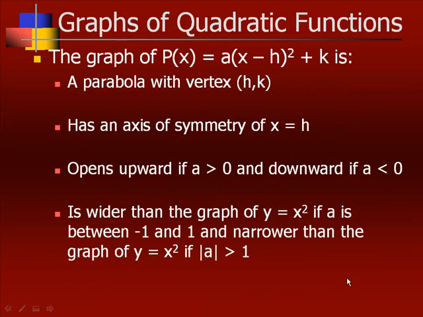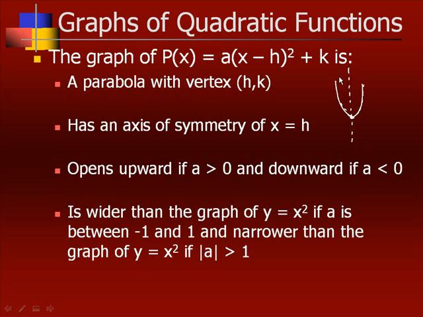Okay, now the graph of p of x equals a times x minus h squared plus k will always be a parabola with vertex (h, k). It will have an axis of symmetry of x equals h. The axis of symmetry is this vertical line that passes through the vertex, and what it says is that your graph will be identical shaped on both sides of that line.